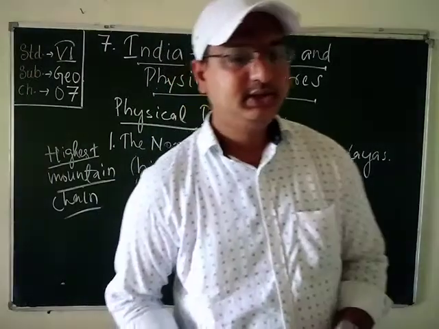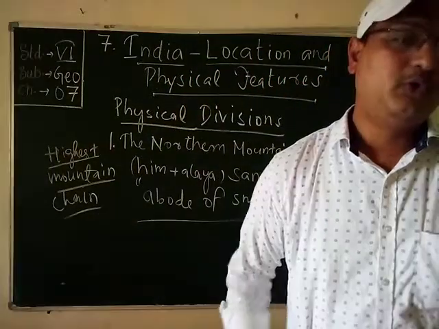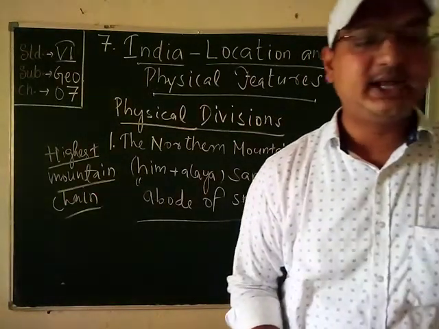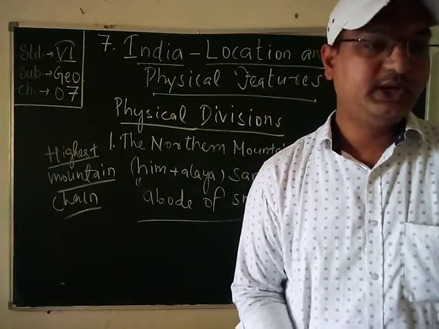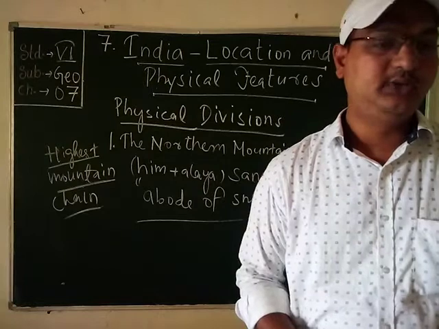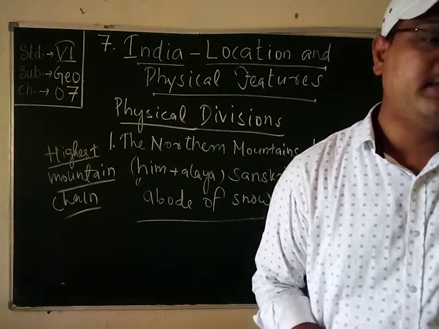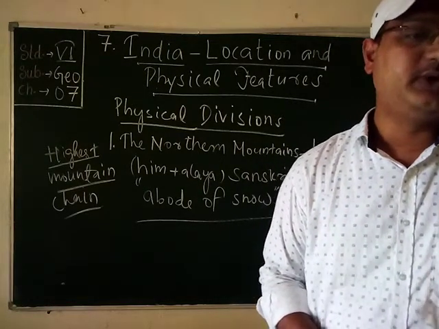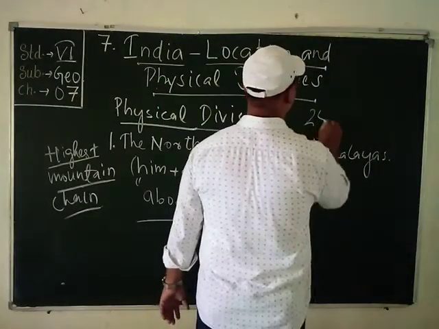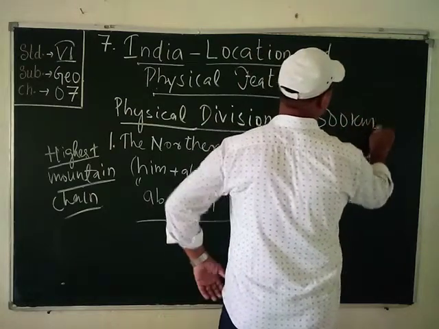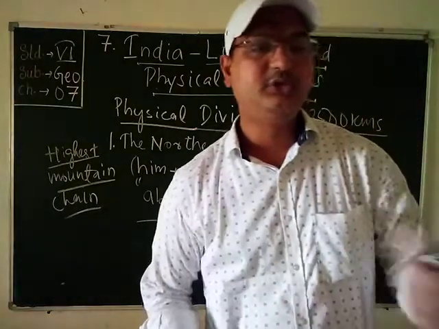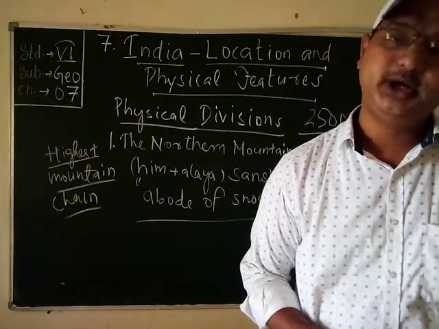In the world, they are the most spectacular of the world's mountains. These mountains form the entire northern boundary of India. It acts like a wall, running 2500 kilometers southeastwards with a width of 100 to 400 kilometers. Students, just look, 2500 kilometers, how far it is spread.